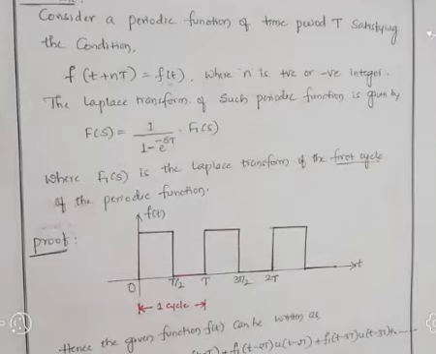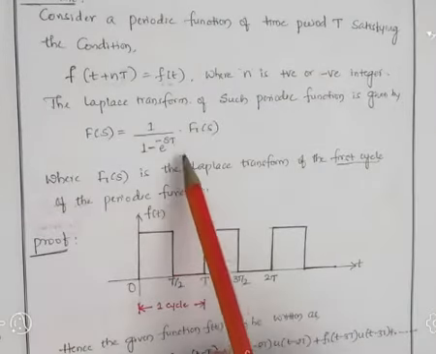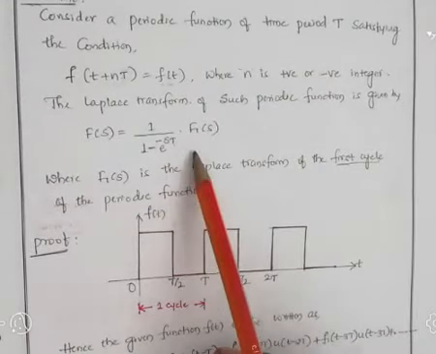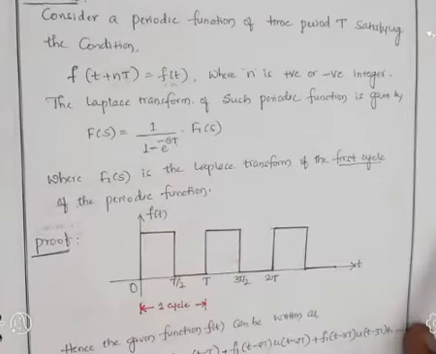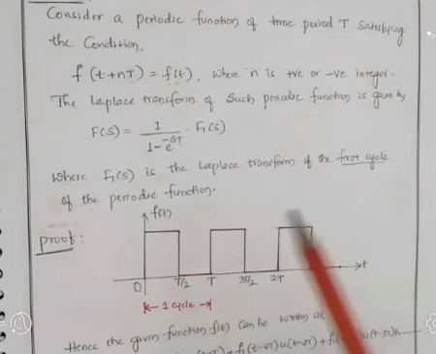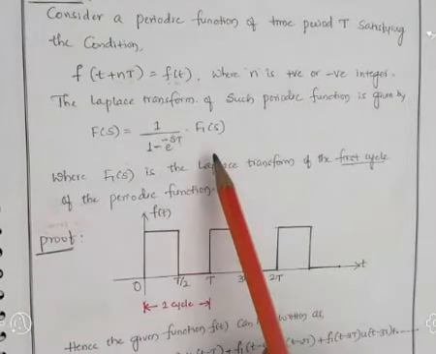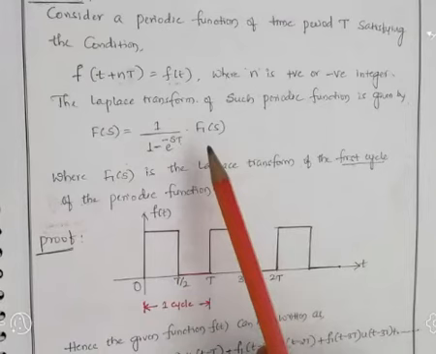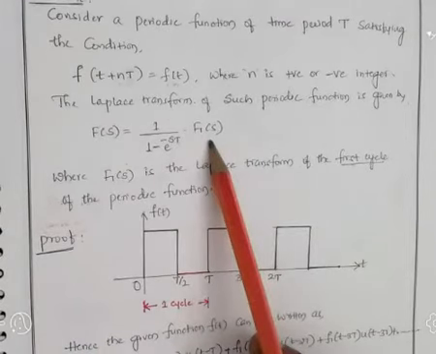First cycle means the given function or the given signal has so many cycles, but the second, third, fourth, fifth, whatever cycles are there after the first cycle, those are similar to the first cycle. Because of that reason, we are calculating only the LT or Laplace transform for the first function or first cycle.